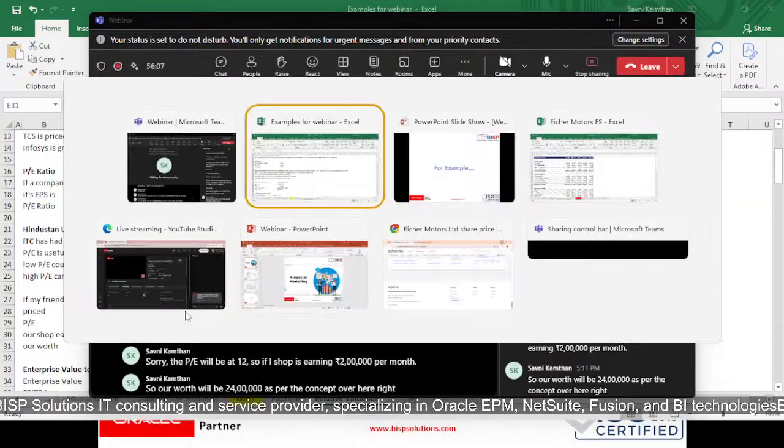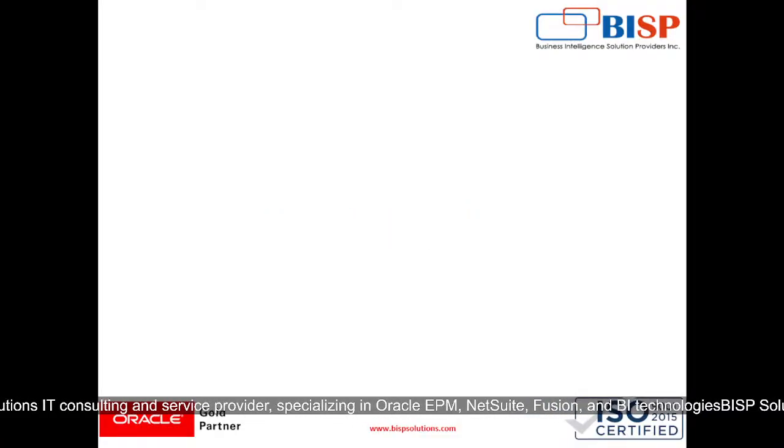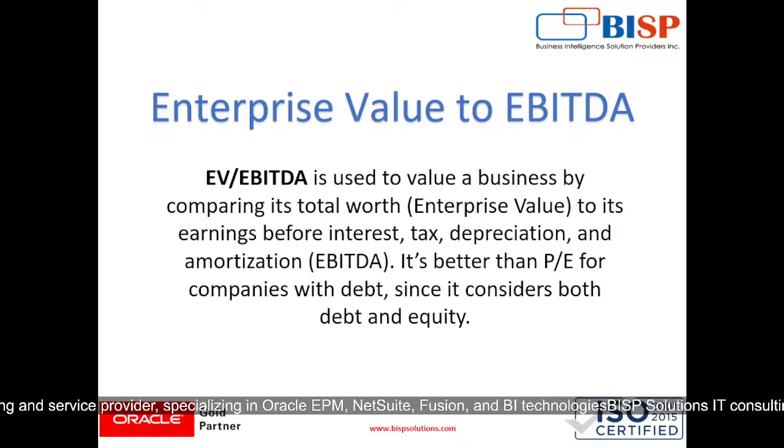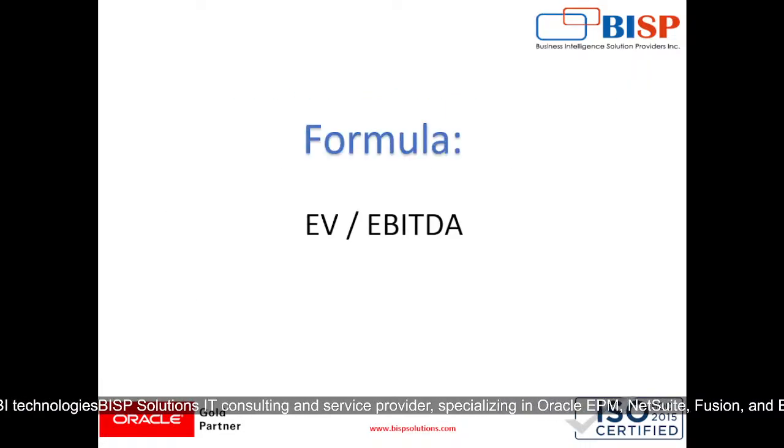Then comes enterprise value to EBITDA. So EV upon EBITDA is used to value a business by comparing its total worth, which is enterprise value, to its earnings before interest, tax, depreciation and amortization, which is EBITDA. It's better than PE for companies with debt since it considers both debt and equity. So for that, the formula is EV upon EBITDA.